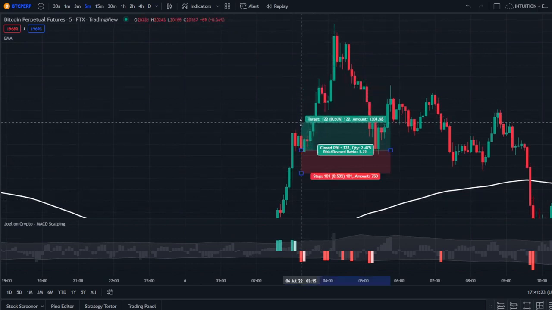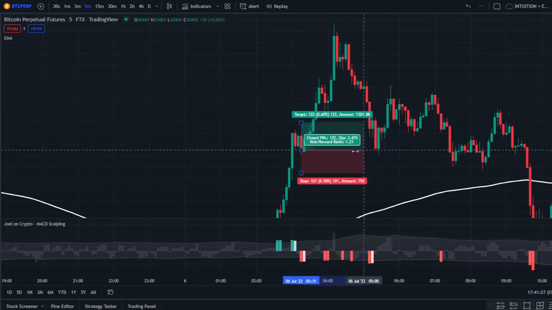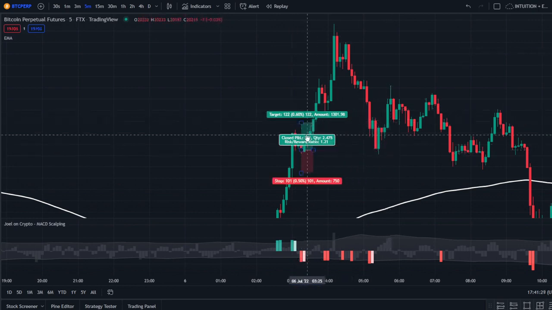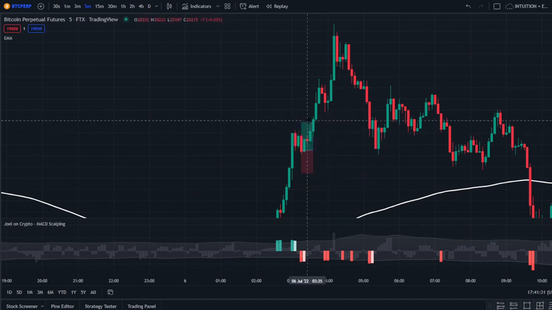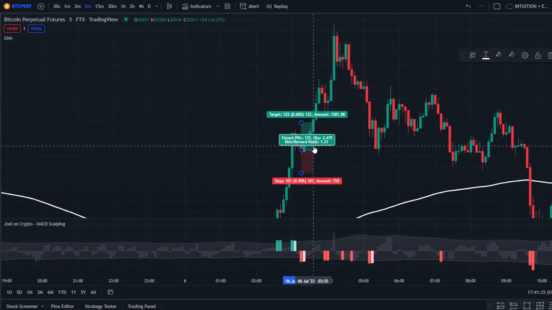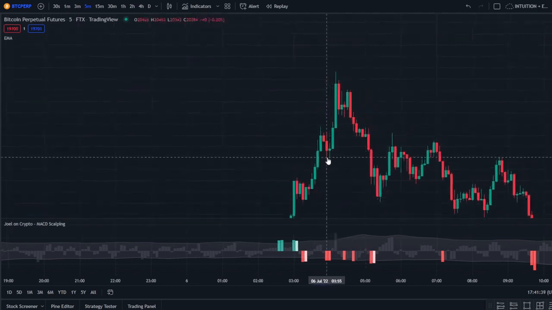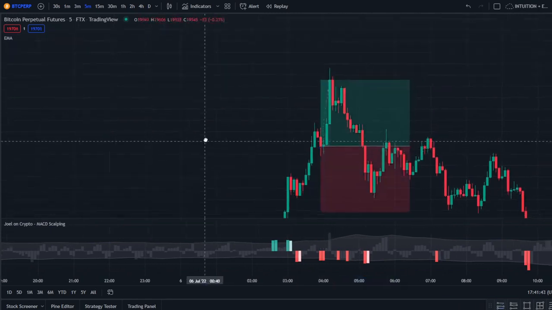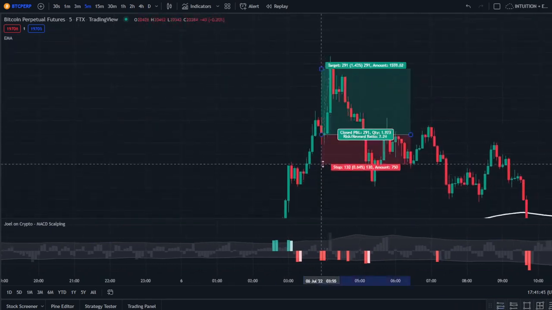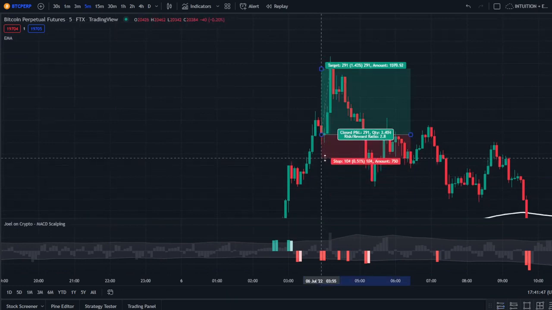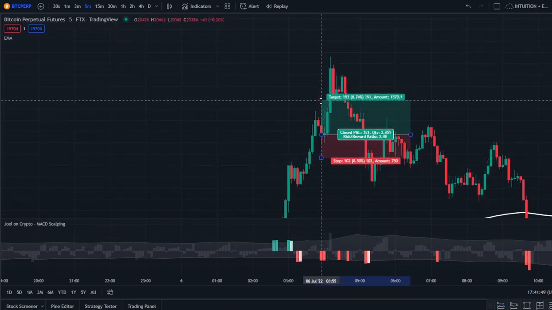Since he's using a lot of leverage for this, if you use 10x leverage, this 0.6% will be 6%, and if you use 20x, it'll be 12% profit on your account. So it doesn't really matter how much you take because you can use leverage. Right here we have another downtick, and you would take that position again, with a 0.5% stop loss and a 0.6% take profit.